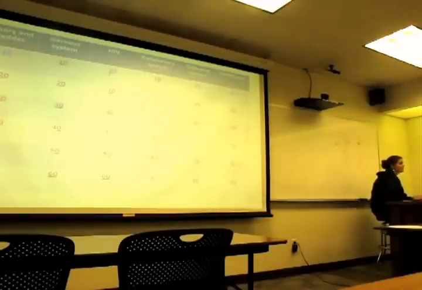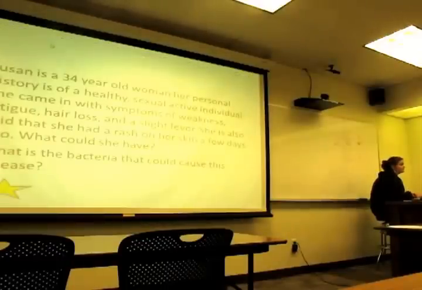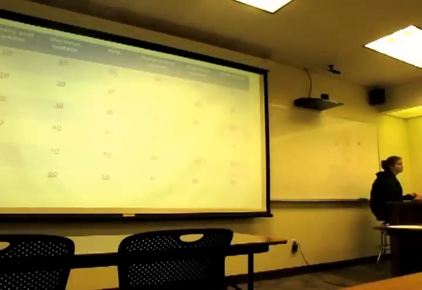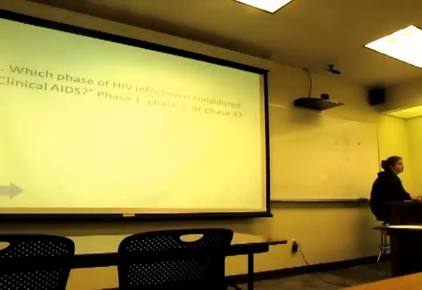All right, Brigham. Urinary and bladder. You already went through this. Go on. Which phase of HIV infection is considered clinical AIDS? 3. Why? Because AIDS is when you have 200 T cells per whatever, and it's where it's like downhill.